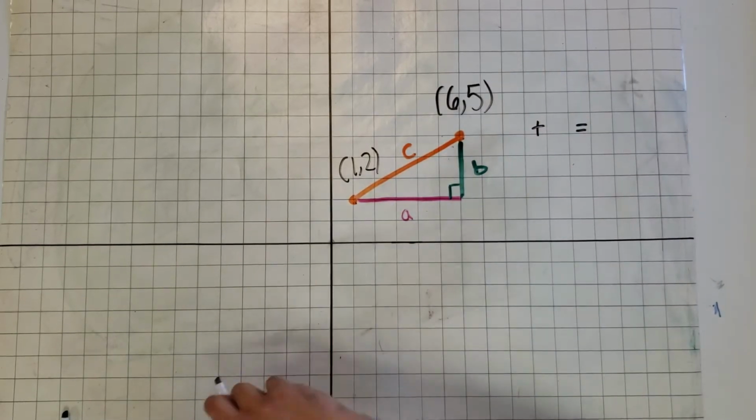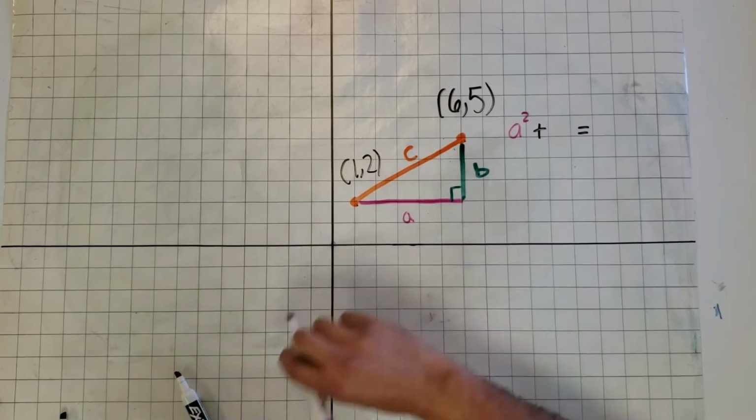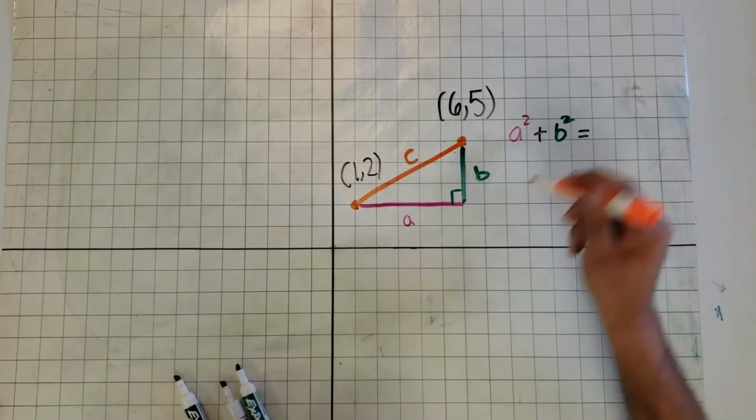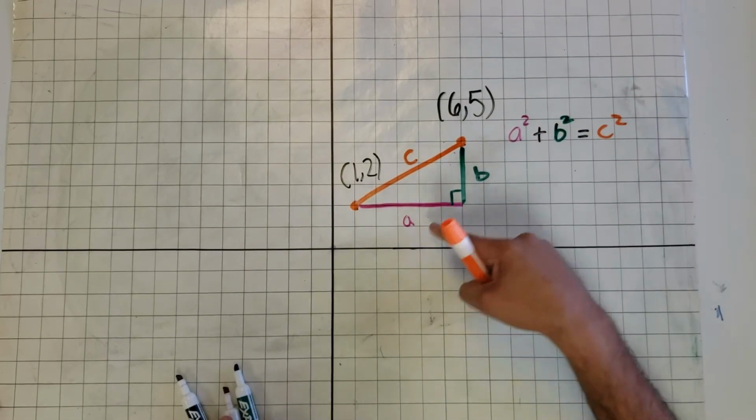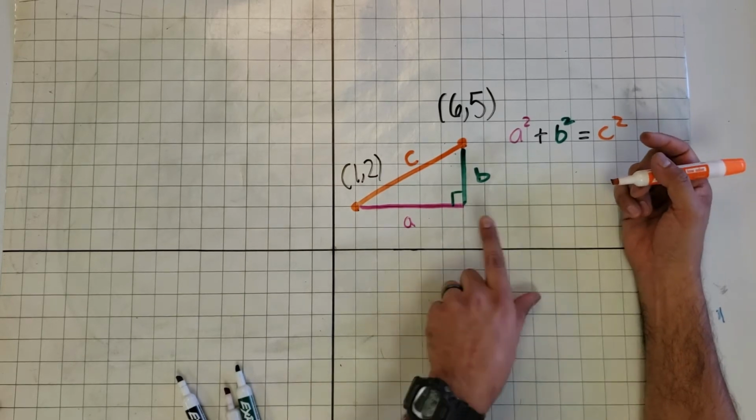A squared plus B squared equals C squared. Okay, so let's color code the heck out of this thing. A squared plus B squared equals C squared. Pink with pink, green with green, orange with orange. So all we have to do is count.